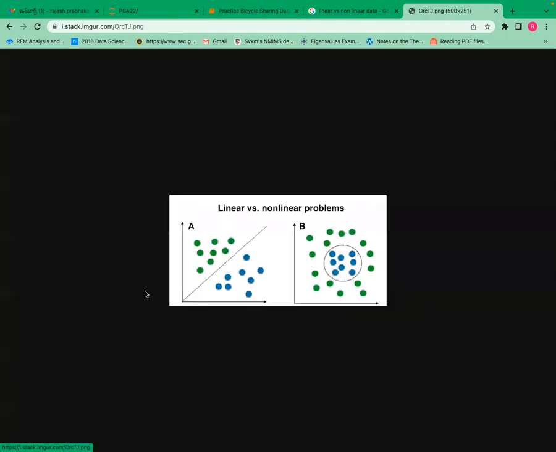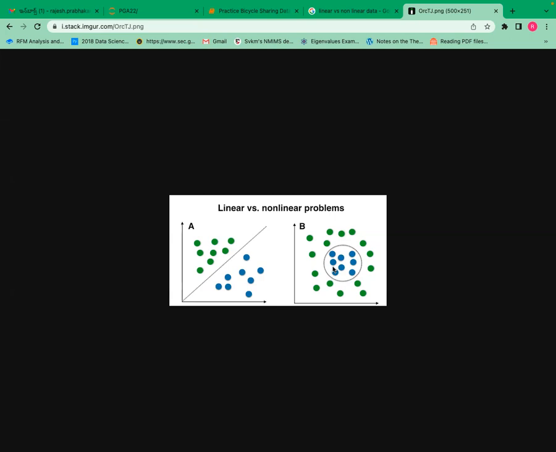So this is your linear data problem, where you can draw a straight line easily to separate the classes. This is your non-linear problem, where you cannot draw a straight line to separate the classes. And most of the time, the real-time data will be non-linear in nature. Linear data is again a hypothetical situation. Very rarely you will see linearly separated data.